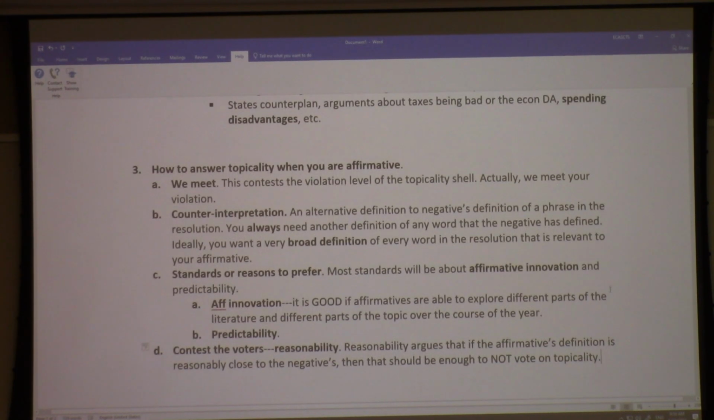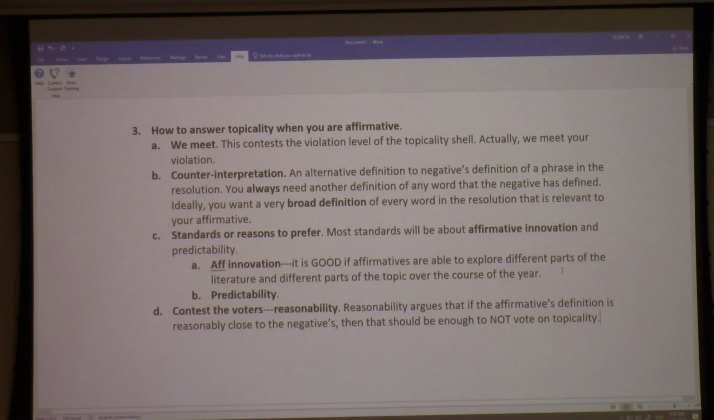It is an argument on its own. So you all talked about impact calculus. It's that there are different ways of just thinking about impacts that are in the real world when we're talking about disadvantages. There's magnitude, time frame, and probability. There are different ways of framing which impacts that we think are most important. And reasonability is sort of like an impact calculus argument for topicality, because it argues that if an affirmative is reasonably close to the negative's definition, that should be enough to not vote on topicality. So it's not an argument on its own, but it's rather a way of framing the topicality debate.